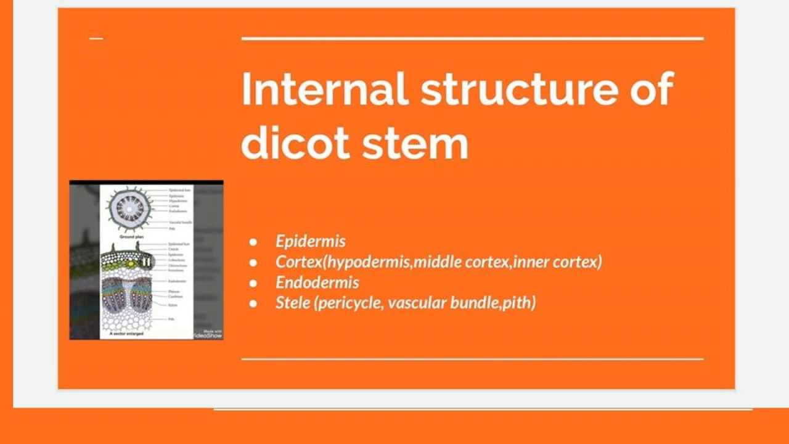Ground tissue. The entire mass of parenchyma cells next to the hypodermis and extending to the center is called the ground tissue. Then the last one is the vascular bundle. This vascular bundle is scattered in the ground tissue. Vascular bundles are conjoined, collateral and closed.